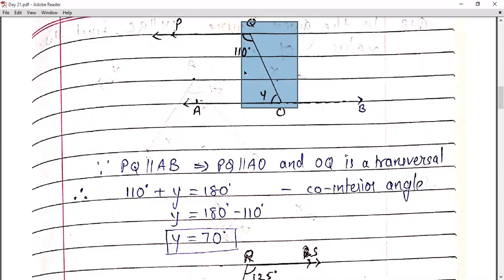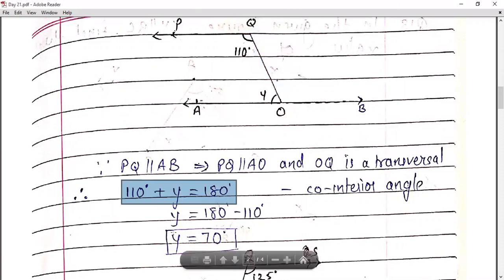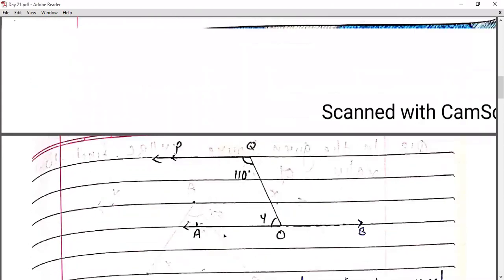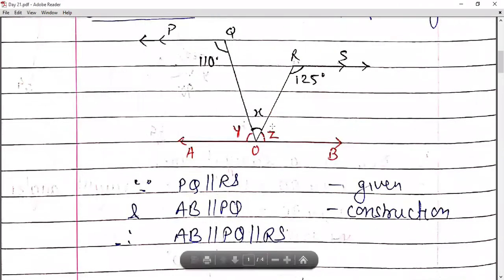Then angle Y and 110 degree are co-interior angles and they will be supplementary. That means 110 plus Y will be equal to 180 degrees. Solving for Y, you will have Y as 70 degrees. Similarly, we will be finding angle Z.